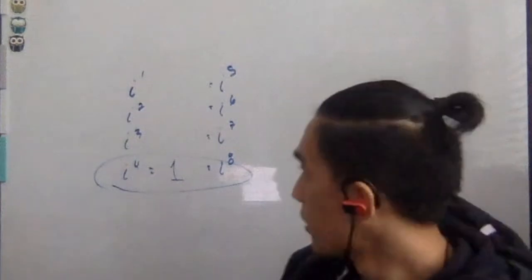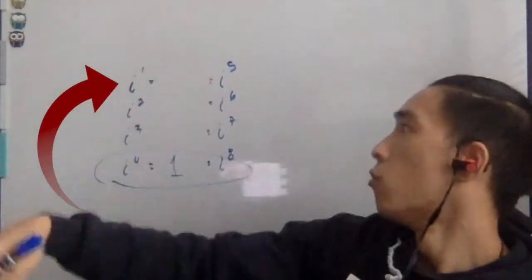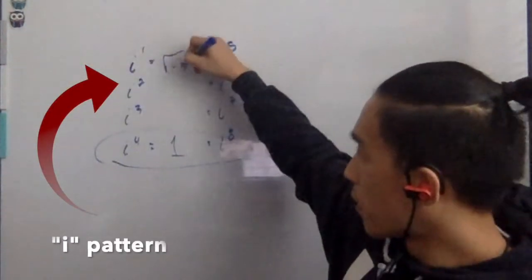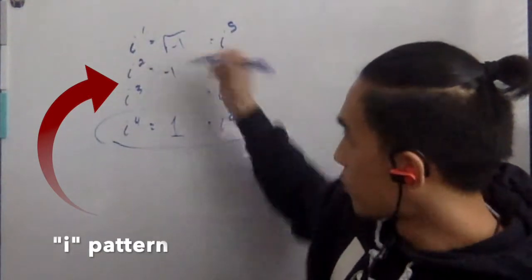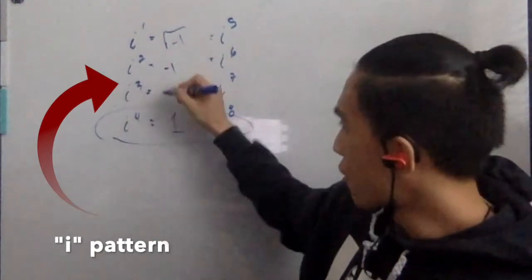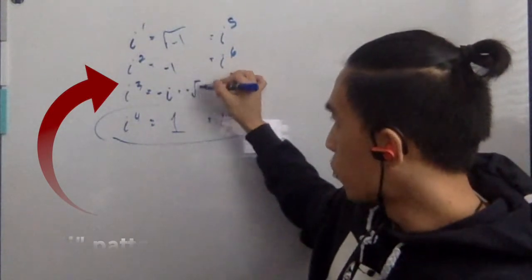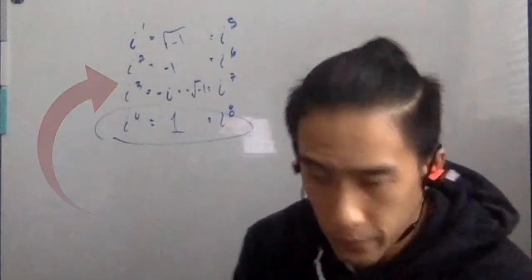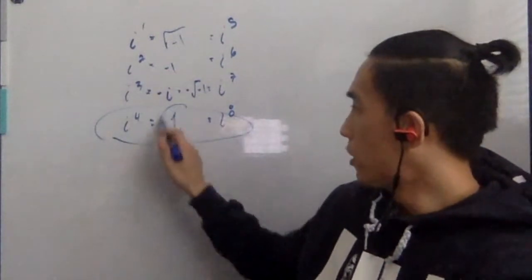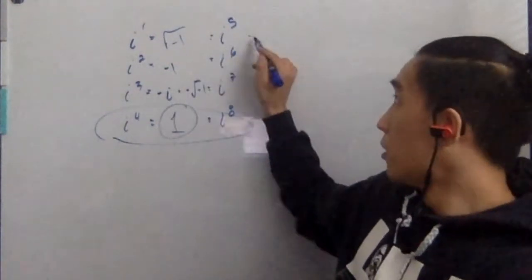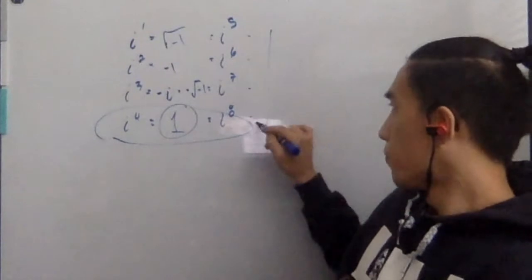So i to the first is your square root of -1, and so when you square that, that's your -1. Once you get to the third one, it becomes a negative i, which is also just a negative square root of -1, okay? And so once you hit this, then it repeats, and it continues to repeat itself, etc., right?